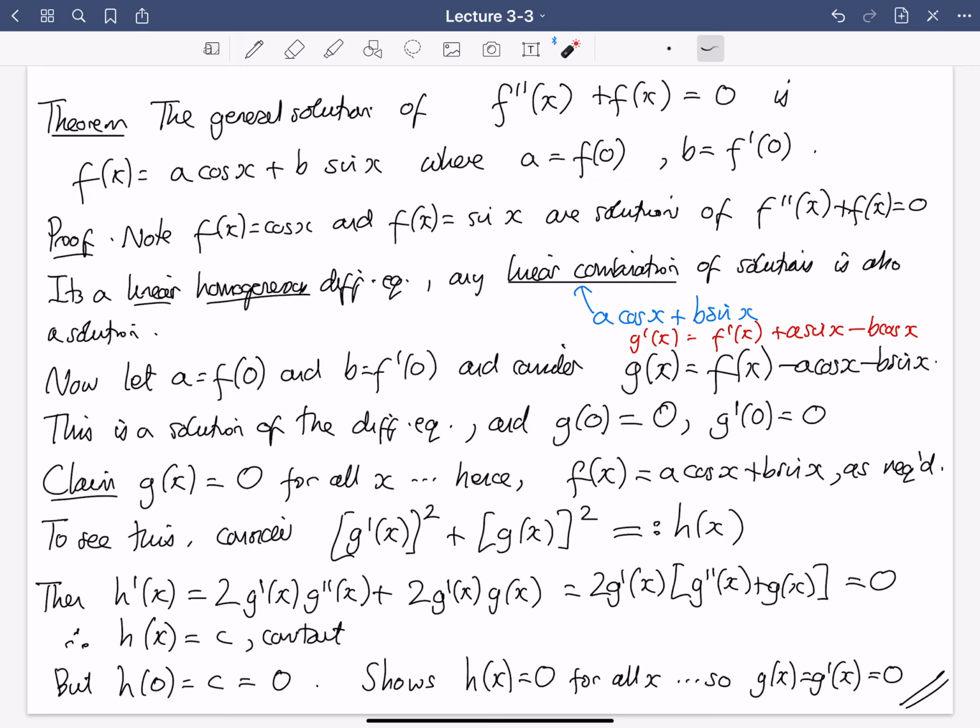And I've proved now that g of x is 0 for all x, hence I've shown that f of x is the gadget I was after. Okay, so maybe that was a little bit too long a proof to give. But I've just proved that the general solution of this differential equation has this form, and if you know the initial conditions, f of 0 and f prime of 0, then you can find a and b from those two equations. So that's a very important differential equation. That's why I wanted to go through in detail a first proof of how to solve such differential equations.